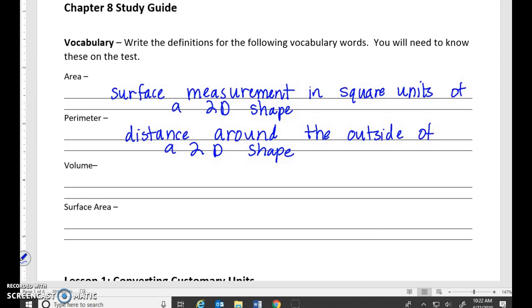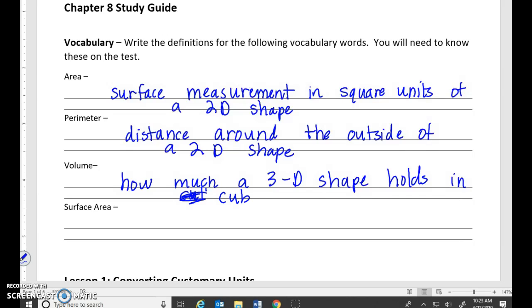And then what is the volume? Okay, so the volume is how much a three-dimensional shape holds in cubic units. Cubic units.